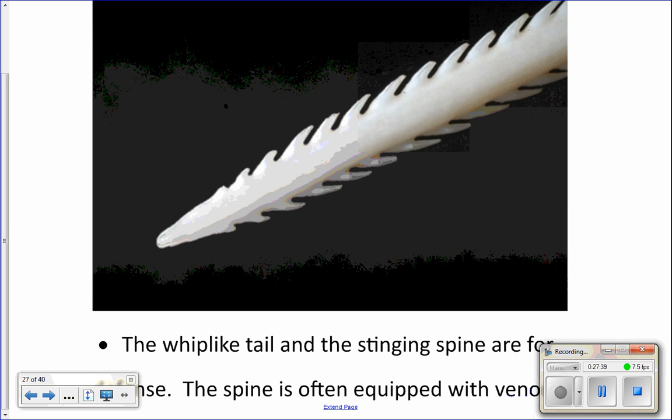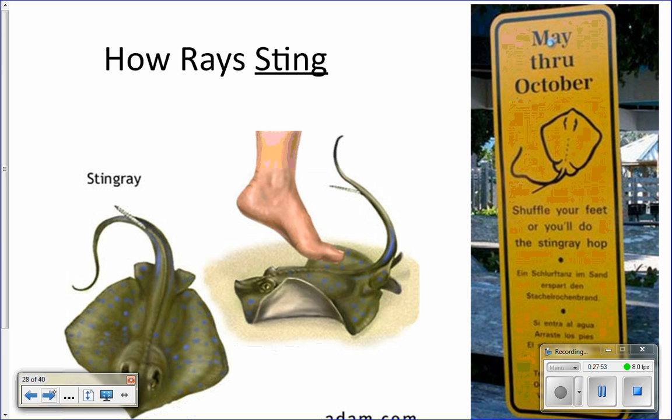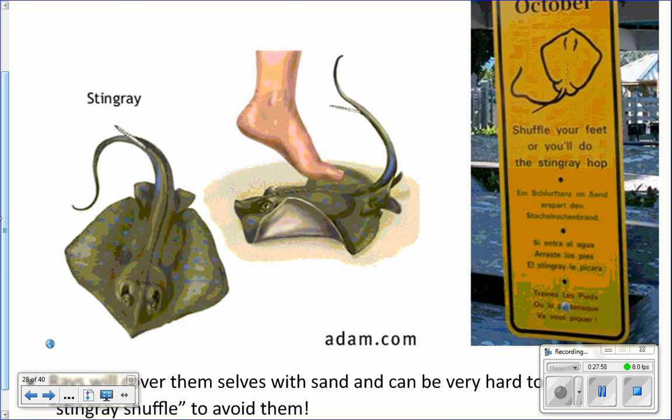So rays will use this for defense. If they feel threatened, they'll whip their tail up, and that tail will have this spine in it that they will use to stab and hurt you and defend themselves. So here's a picture for you. Here's the stingray spine, and if you step on them, this is how you get stung. That tail whips up with that spine, and it stings your ankle. Yeah, it's attached right there. It typically has some skin over it, and then when it pops up, the skin will not be on it.